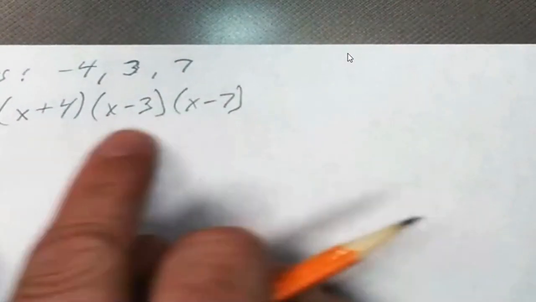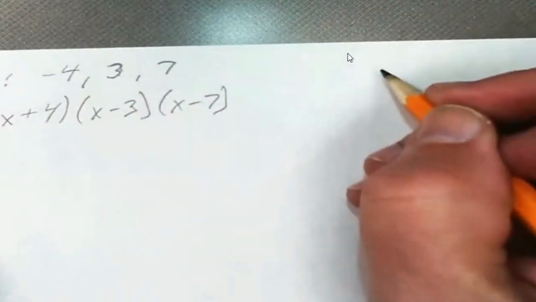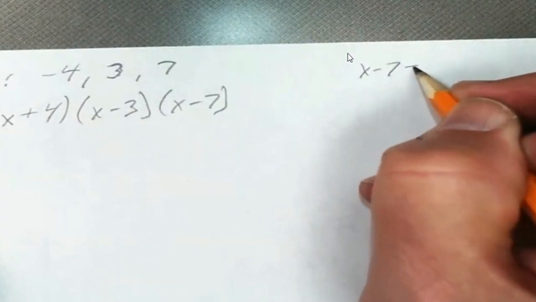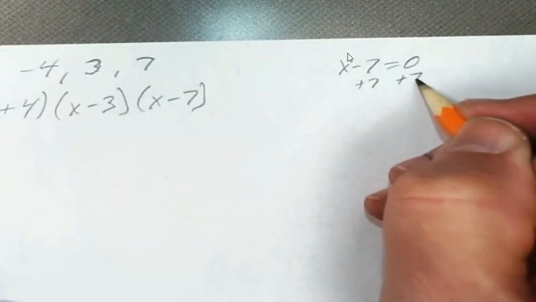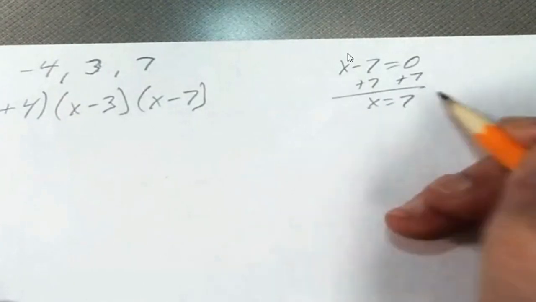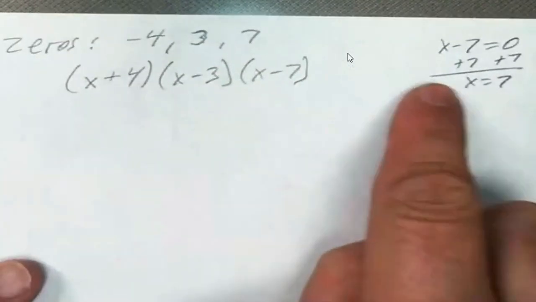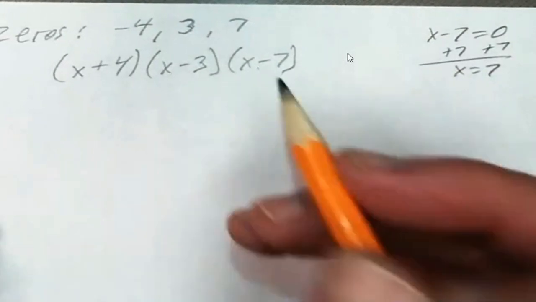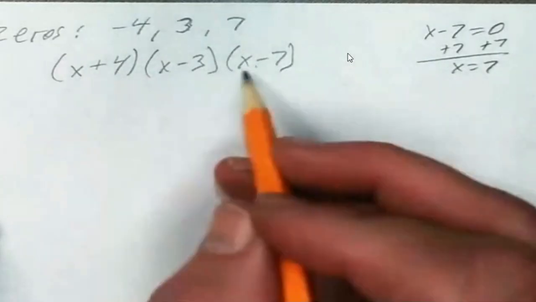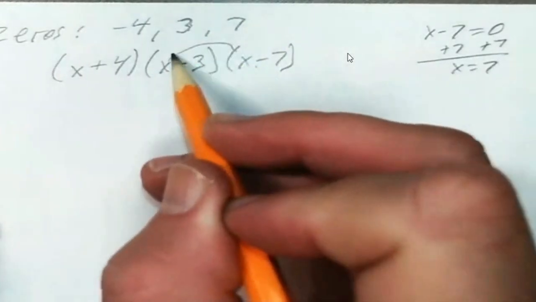Because remember, the way we find these numbers is we set it equal to 0. So x minus 7 equals 0. We would add 7 to both sides and find the zero is x equals 7. So if we go backwards from x equals 7, we know these are the factors. So if these are the factors, we just have to multiply them together. Let's multiply these together first.